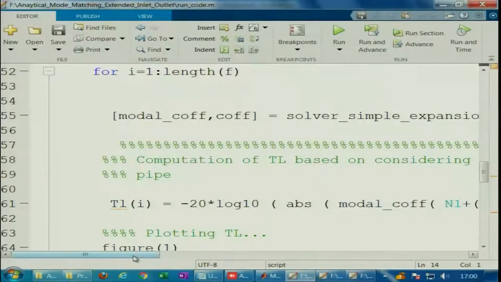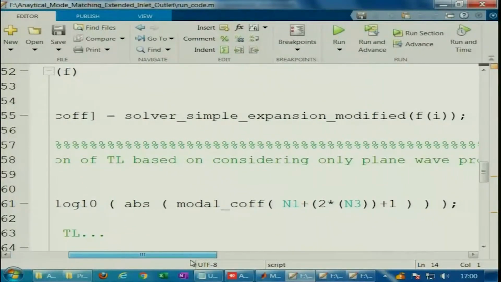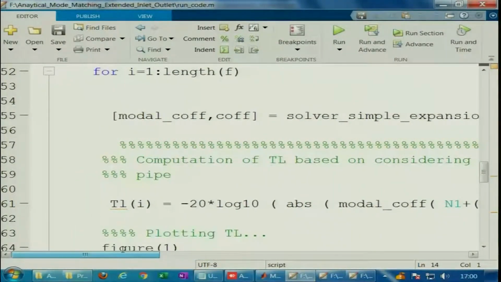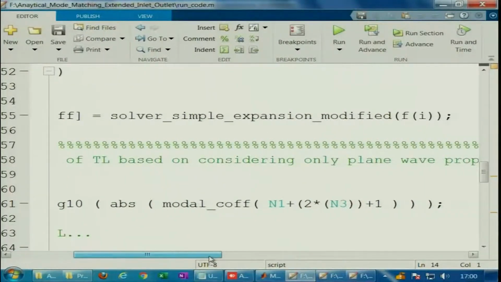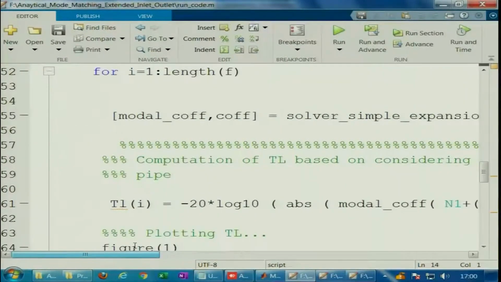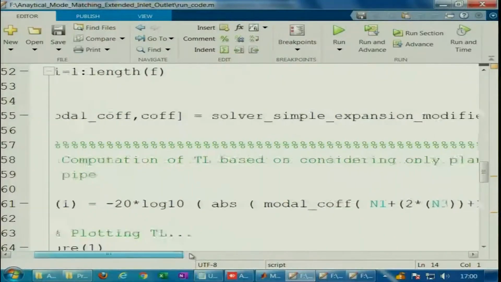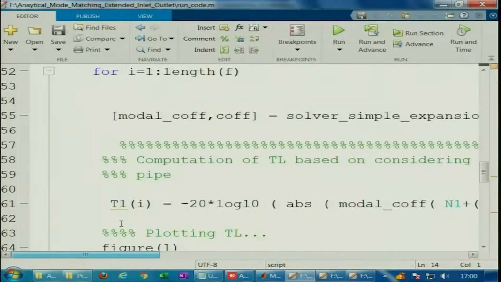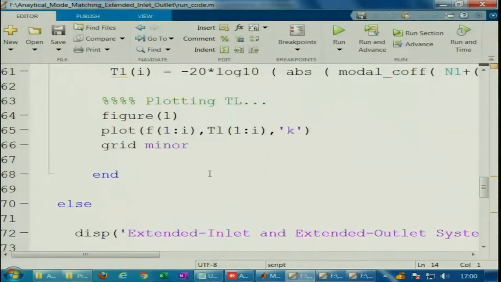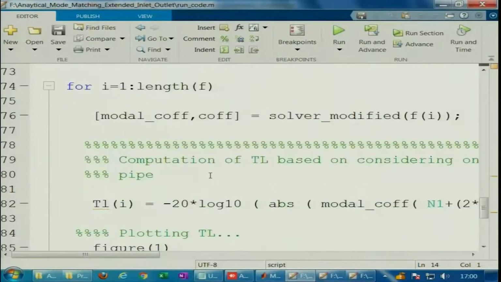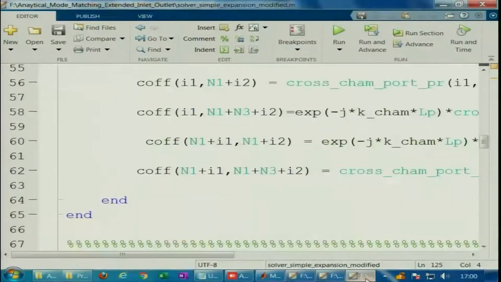Once we get the modal coefficient, we evaluate the transmission loss by considering only planar wave propagation in the outlet pipe. So, this is what we get. Okay. Now, we can plot it. Similarly, there is the modified solver, that is for the extended inlet, and when extensions are also involved, then what do we get?